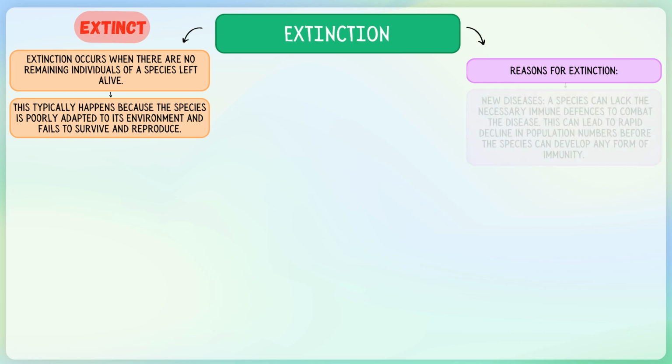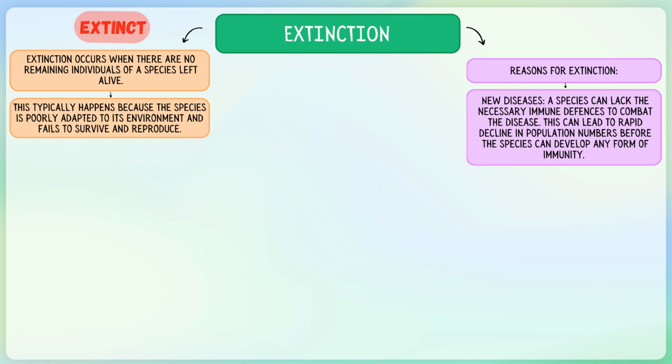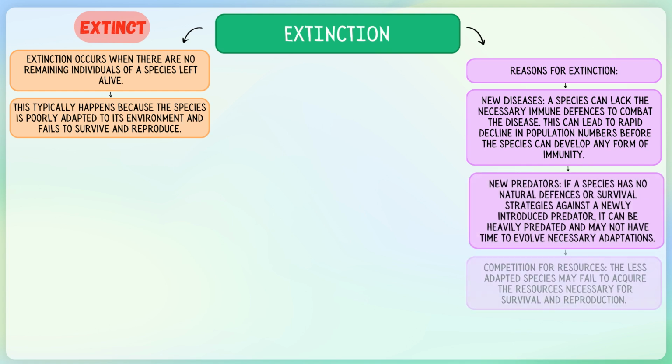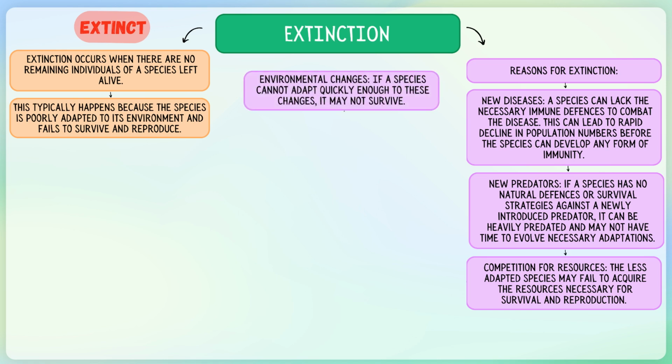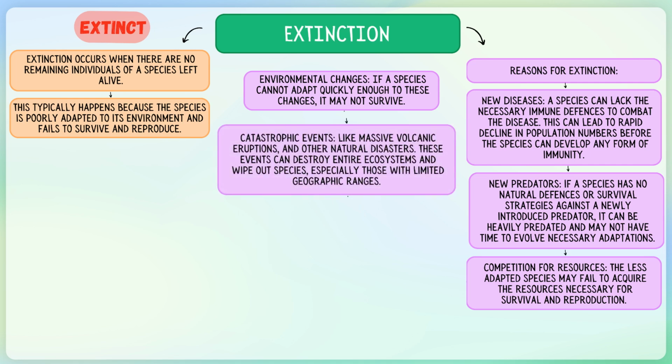These can include diseases, as outbreaks can decimate populations that do not have immunity. Predators and competition with other species, either native or invasive, for resources like food and shelter, can also lead to extinction. Additional reasons include environmental changes, such as climate change, which can alter habitats and food sources, habitat destruction, often due to human activities or even catastrophic events, can drastically reduce population numbers.